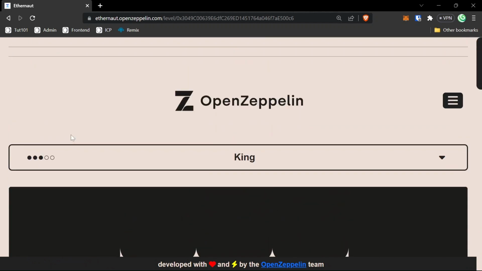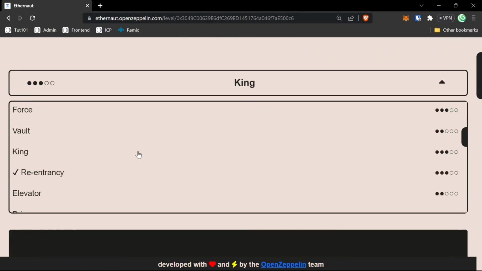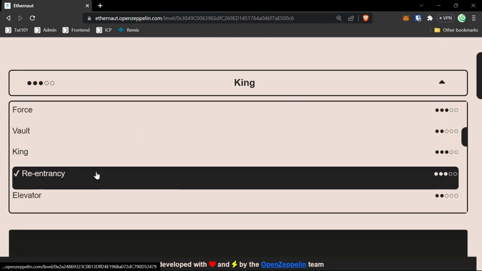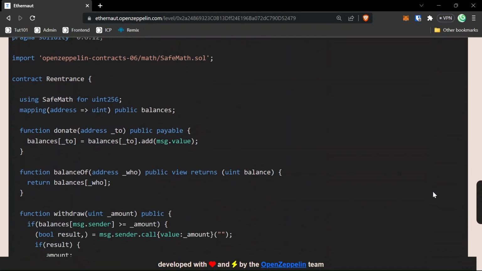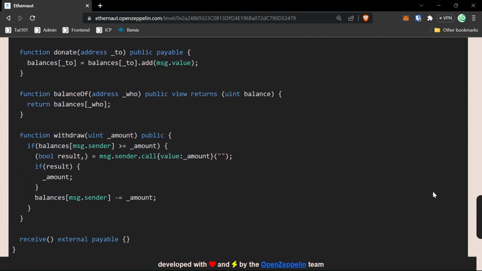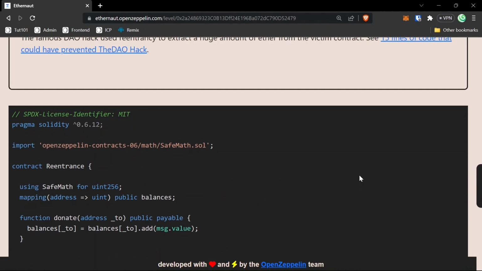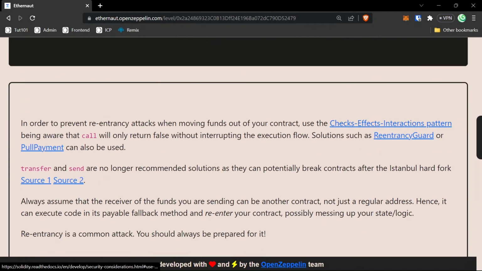Okay, then our next level is going to be Reentrancy. Reentrancy also gives us an introduction to another important hack in Solidity, which is the reentrancy attack. Here also, I'm not going to go very deep into the mechanics, but the major learning we have here is the checks, effects, and interactions pattern. It states that first we need to do the proper checks, then we need to do the corresponding effects, and after that we need to finally do the interactions with any external contracts.